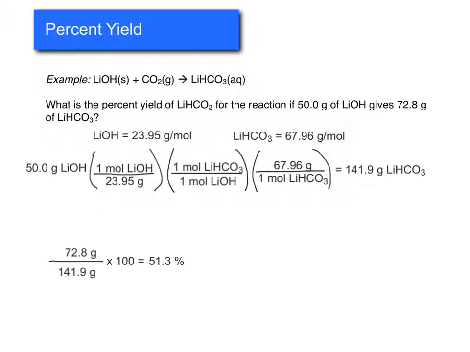Okay, so this wraps up our discussion of limiting reactant and percent yield. We're going to do some more practice with these in class and do a little bit of hands-on experience in the lab.